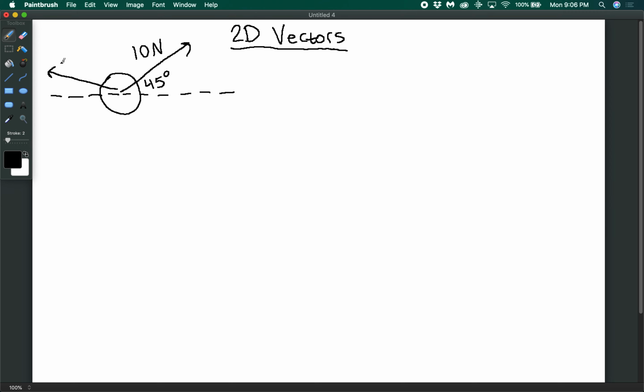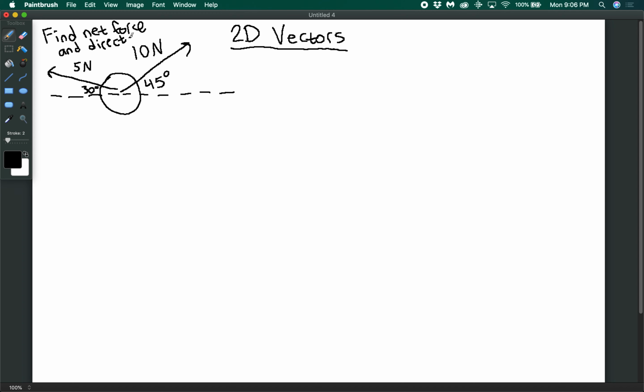And technically it should be half as long because it's 5 newtons. But, oh well. And then this is a 30-degree angle here. And what I want to do is find the net force and the direction of that force.